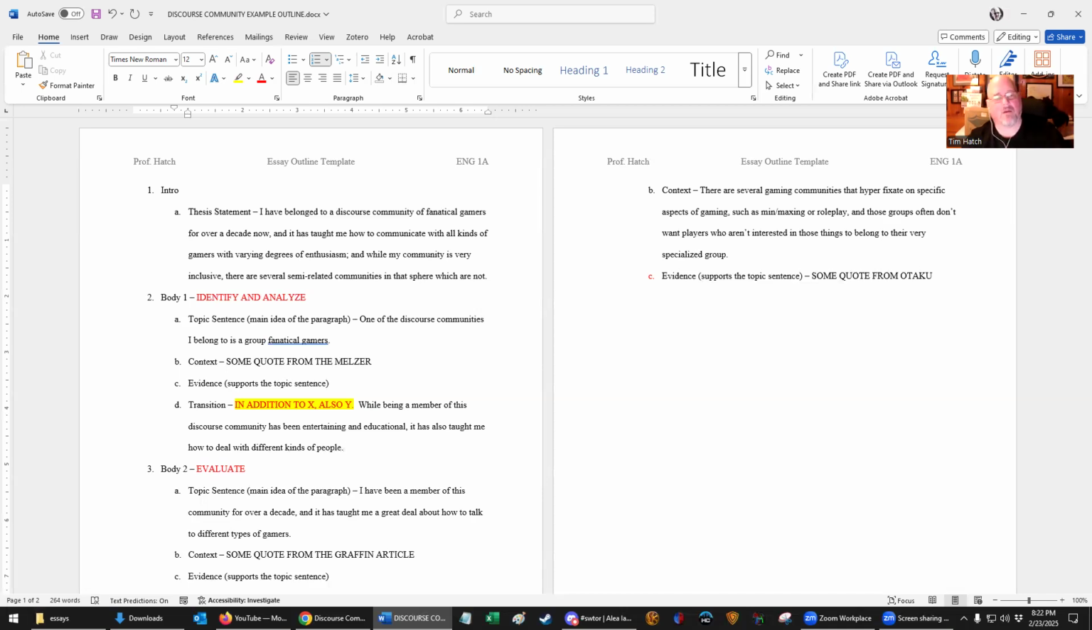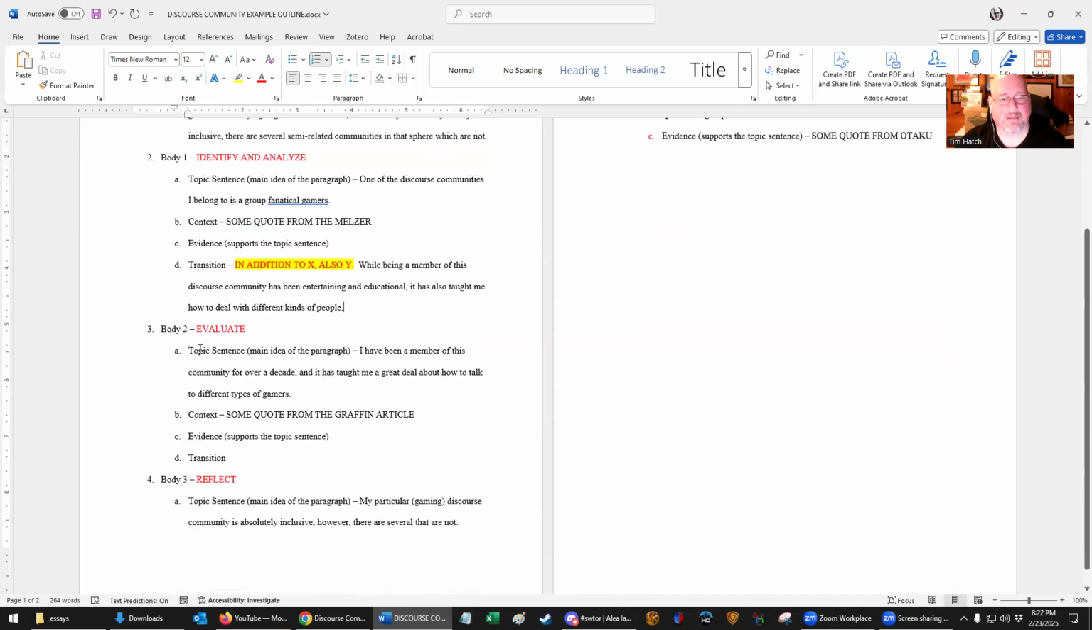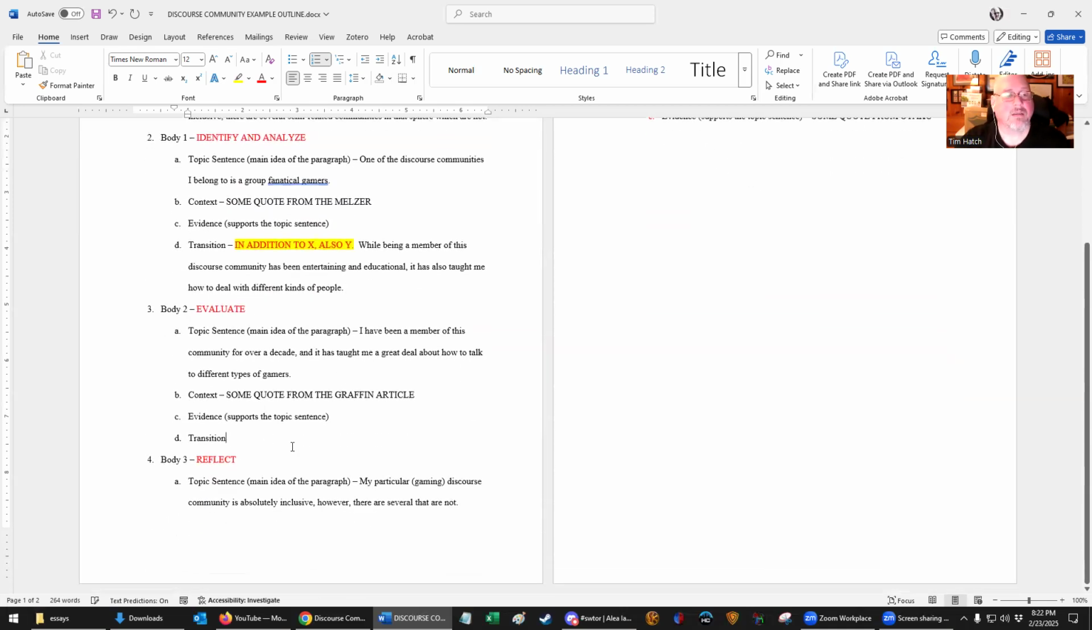And then if we go straight from that into the next topic sentence, I've been a member of this community for over a decade, and it has taught me a great deal about how to talk to different types of gamers. So you're just easing the reader from the idea you've been discussing into the next idea. That's the whole purpose of a transition.